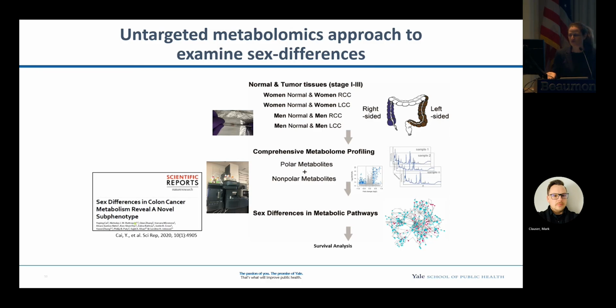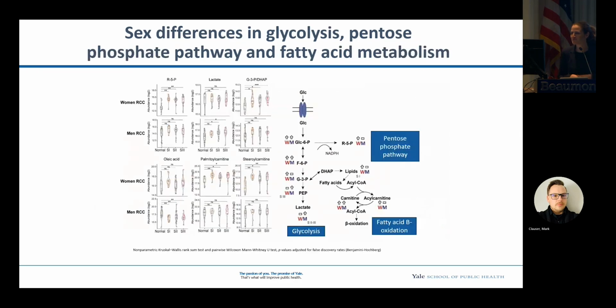And then we looked at the sex differences in these pathways and looked at the associated survival related to these metabolites. You probably can't see this very well all the way back there, but what we found initially was quite striking to us. There were lots of differences in many different metabolites between males and females. What we have here are numerous box plots where the first box plot in green is the normal tissue, and then we have stage 1, 2, and 3 tissues. And these are different metabolites within these tissues.